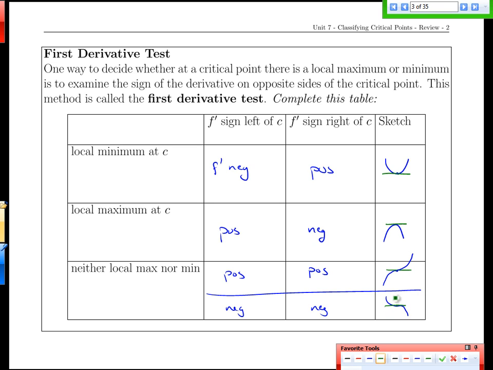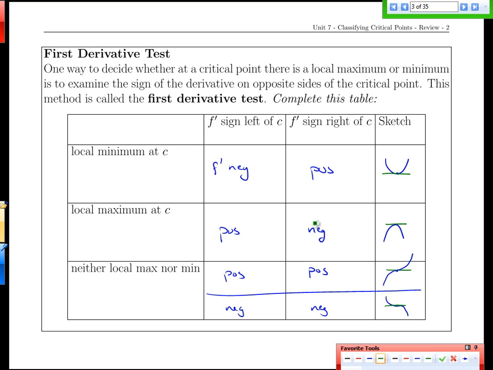This gets us back to our issue of points of inflection. This critical point would be a point of inflection, but not every point of inflection needs to be a critical point. This point is a point of inflection between concave down and concave up, but it's definitely not a critical point. All right, let's erase that.